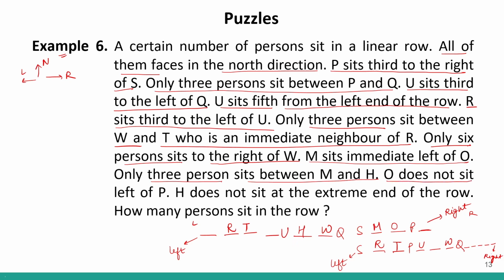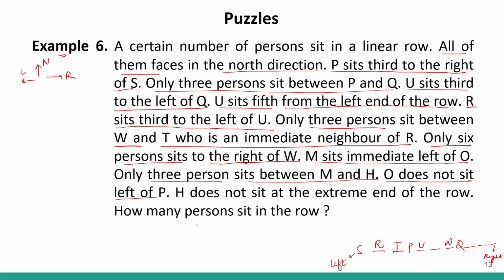And O does not sit to the left of P. So O does not sit to the left of P. That means this particular possibility is incorrect, because in this possibility O is sitting to the left of P. So this is incorrect. We will continue with the second possibility. Correct?